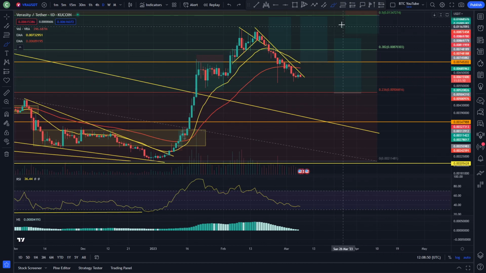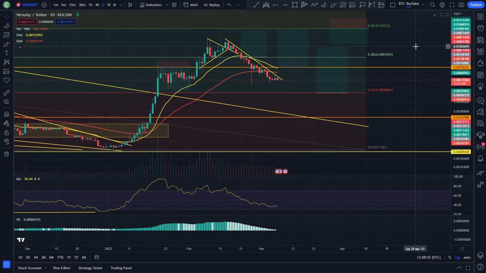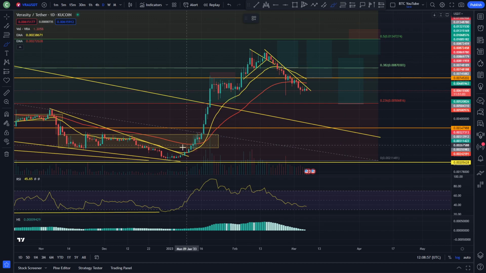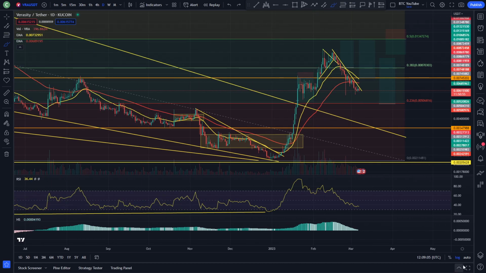I do think that is probably going to happen at some point over the next few weeks, because considering that we are just cooling off right now, I think Bitcoin's probably going to have a bounce. And if that's the case, Verasity is probably going to be also on the cards for having a bit of a move to the upside, at least to retest that high there.